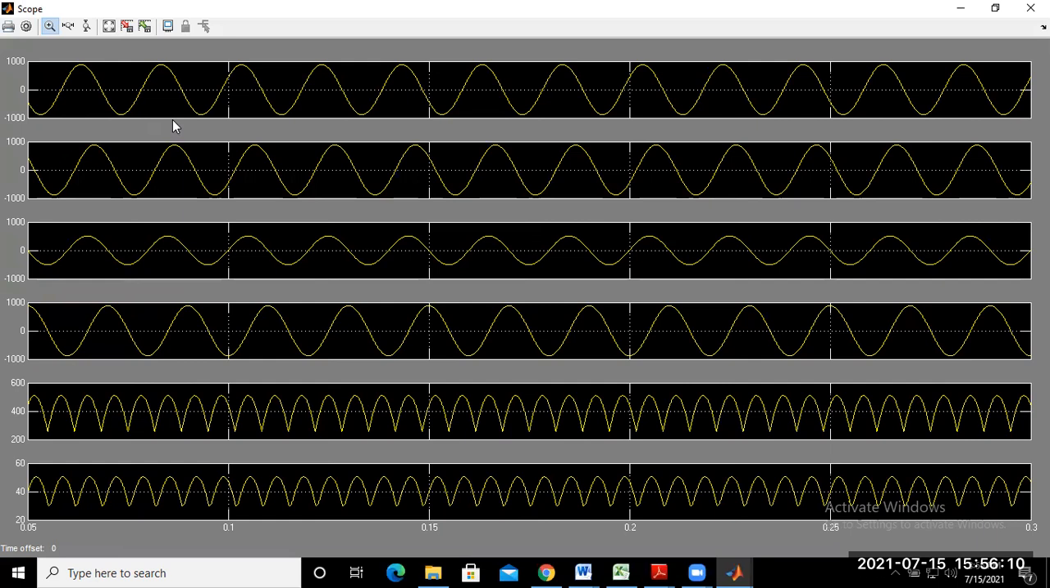This one is your supply voltage of line AB, line BC, line CA, and phase voltage of AB. The phase voltage, that means VAN. Okay, and this is your output voltage and output current waveform.